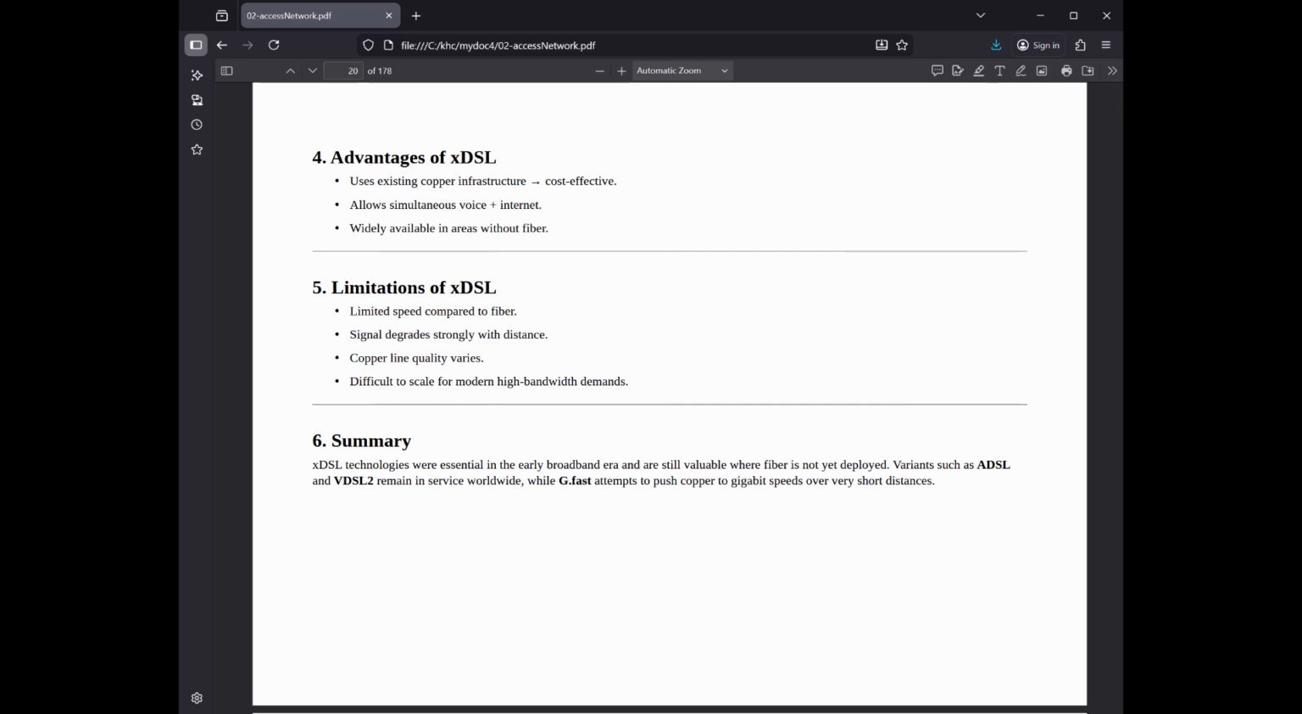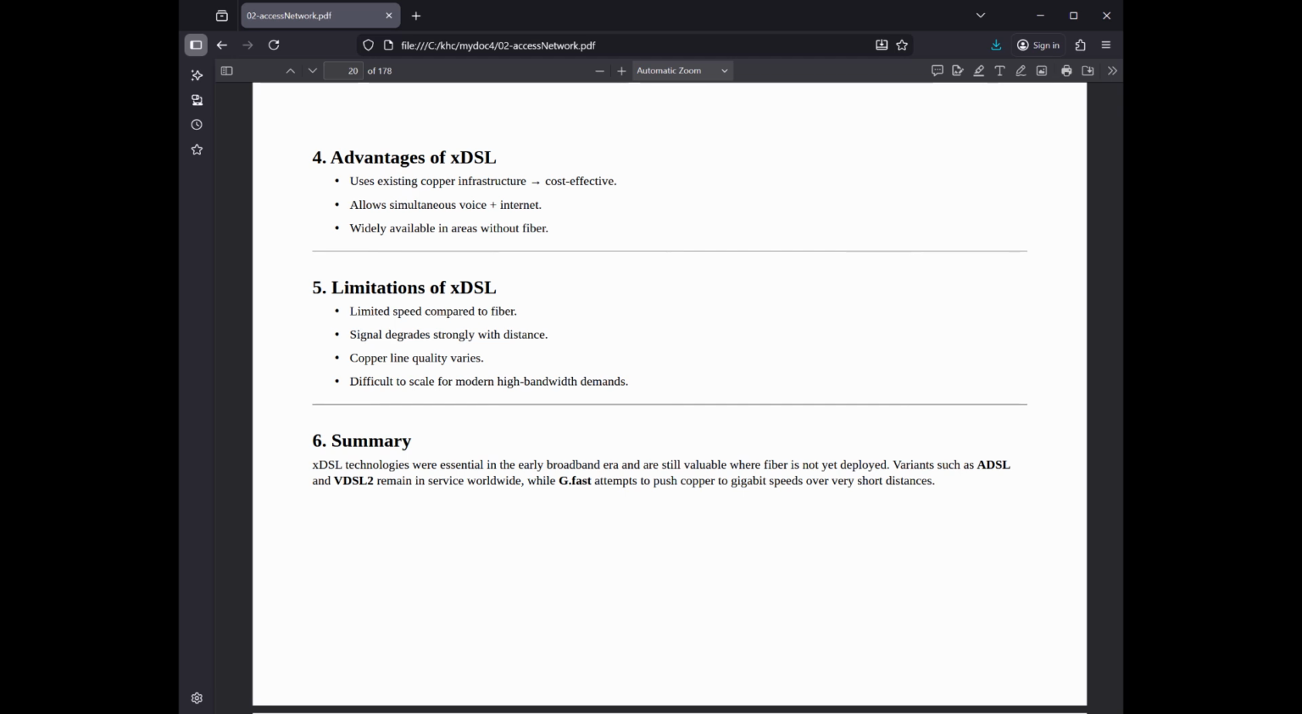Distance from DSLAM. ADSL2+ max speed. VDSL2 max speed. 300 m, 0.2 miles, 24 Mbps, 100 plus Mbps. 1 km, 0.6 miles, 18 Mbps, 50 Mbps. 2 km, 1.2 miles, 12 Mbps, 15 Mbps, drops sharply. 4 km, 2.5 miles, 4 Mbps, likely unavailable. 5 km plus, 3 miles plus, 1.5 Mbps or no sync, unavailable.